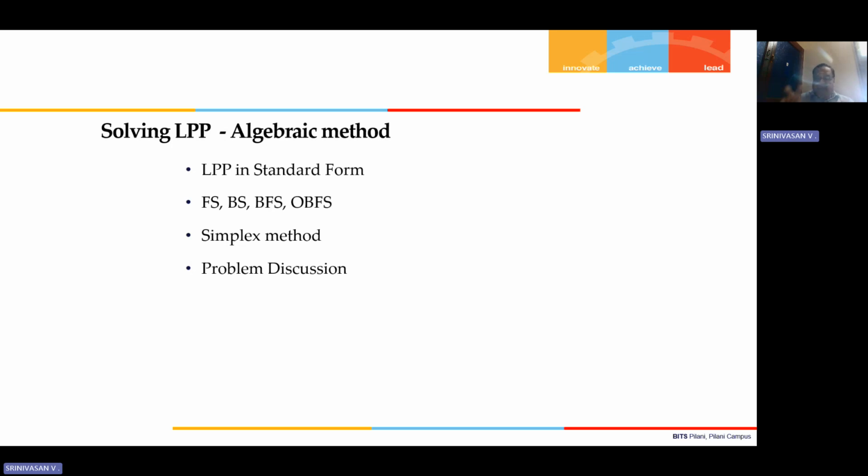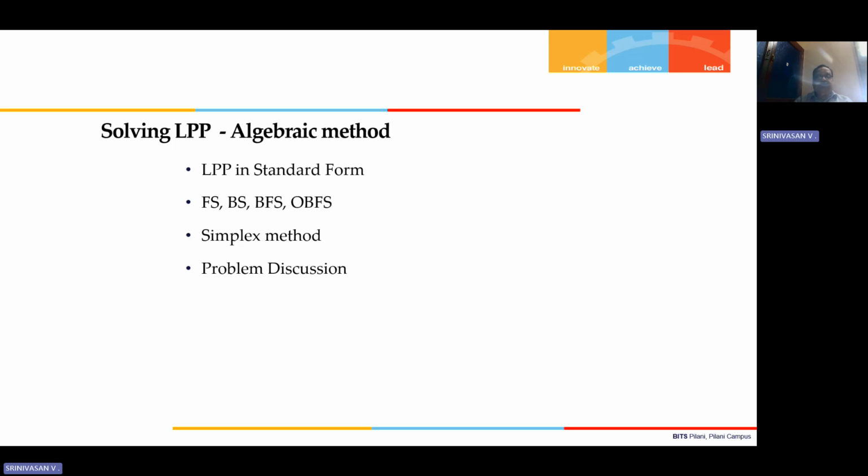You have the region which is common to all such straight lines, and then you find the corner points, and the one which gives the best solution is the maximum value of the objective function to be optimized. Minimum value gives the minimization. So having gone through the graphical method, I will give some examples later. Now let's go to the algebraic method.